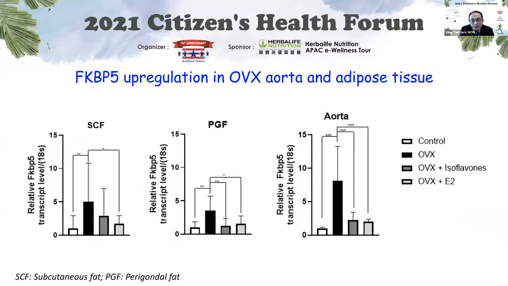First, we used FKBP5 as a marker of CVD risk and determined its expression level in OVX mice aortas and adipose tissues. Consistent with the findings in the paper previously mentioned, we observed increased FKBP5 levels in both types of tissue in OVX mice. In the aorta and the perigonadal fat, soy isoflavones significantly suppressed the upregulation of FKBP5. In the subcutaneous fat, although the difference is not statistically significant, we can still observe a decrease of mean expression level in the soy isoflavones group compared with the OVX group.